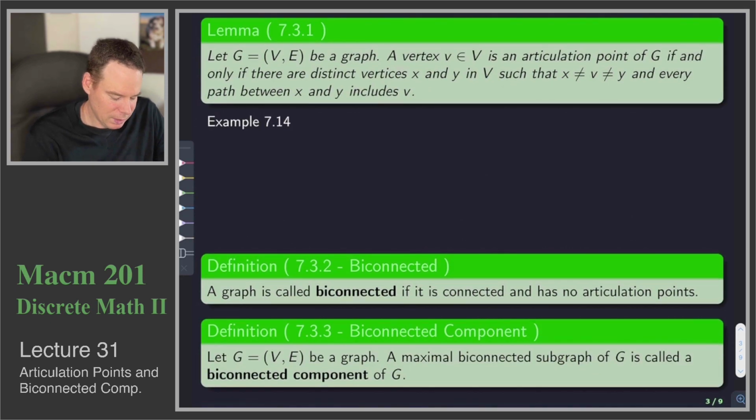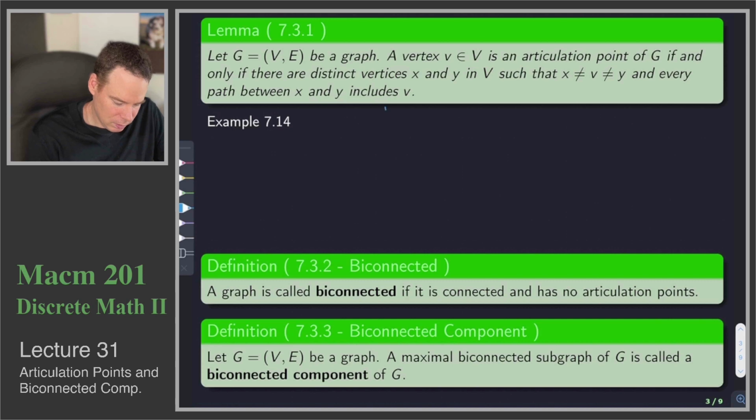So that brings us to our first lemma. This is a characterization of an articulation point. A vertex V is an articulation point if and only if there are distinct vertices x and y such that x and y are not equal to V, and every path between x and y has to include V. So this says V is an articulation point if the only way to get from some vertex x to a vertex y is always through the vertex V, then V must be an articulation point.